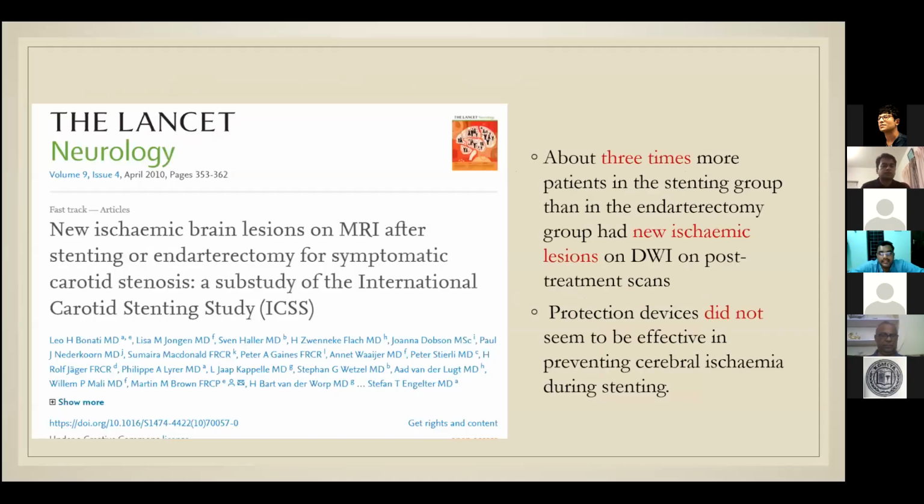In one part of this trial, they tried to look at the post-operative MRI comparing carotid artery stenting with CEA. They found that there are at least three times more new ischemic lesions happening in carotid artery stenting compared to carotid endarterectomy. And most of these patients still had an embolic protection device. So this was not completely helpful.